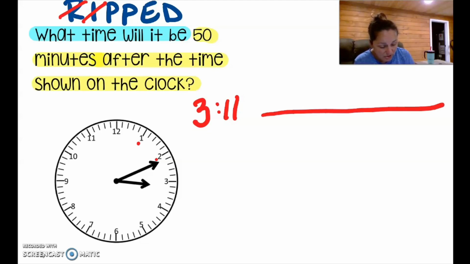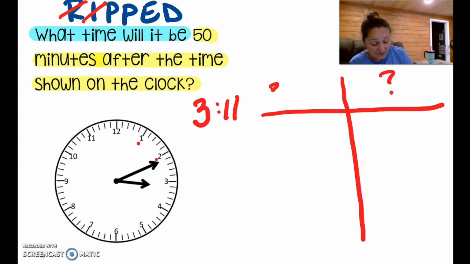All right, so let's do a T-chart. Getting good at missing my head, huh? All right, I'm going to put my question mark there because I don't know what time we get to. And my starting time is 3:11. All right, so let's take a look here. We're going to go up, say, 30 minutes. If I go up 30 minutes, I look and I see 3:11 plus 30, let's see, that would be a 1. 3 plus 1 is 4.